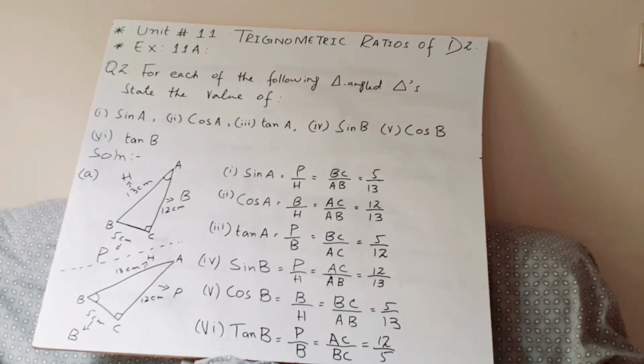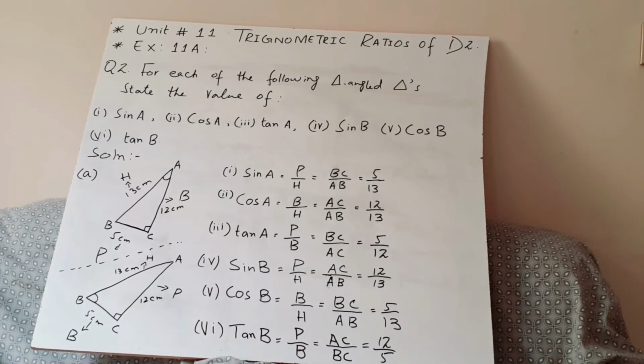So AC over AB, it is given the sides, 12 over 13. And cosine of B, the mnemonic for cos is curly brown hair, B over H, base over hypotenuse. So base according to the acute angle taken at B is BC and hypotenuse is AB. So BC over AB, which is 5 over 13. Now tangent B, the mnemonic for tangent is tall printed blue, perpendicular over base. So according to the acute angle taken at B, the perpendicular is AC and the base is BC. So AC over BC equals 12 over 5. So we are done with the first, A part of question number 2.